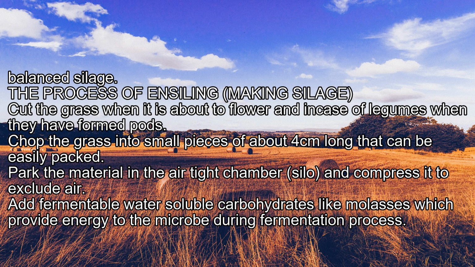The process of ensiling, making silage. Cut the grass when it is about to flower, and in case of legumes when they have formed pods. Chop the grass into small pieces of about 4 cm long that can be easily packed. Pack the material in the airtight chamber, the silo, and compress it to exclude air. Add fermentable water-soluble carbohydrates like molasses, which provide energy to the microbes during the fermentation process.